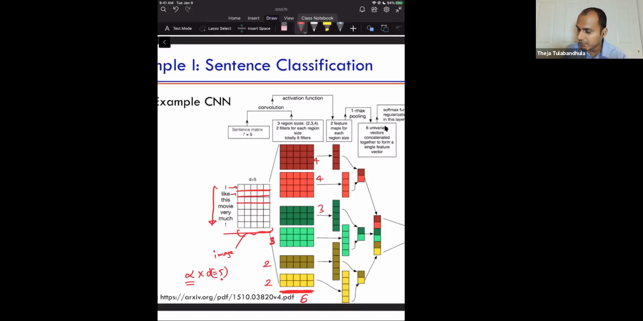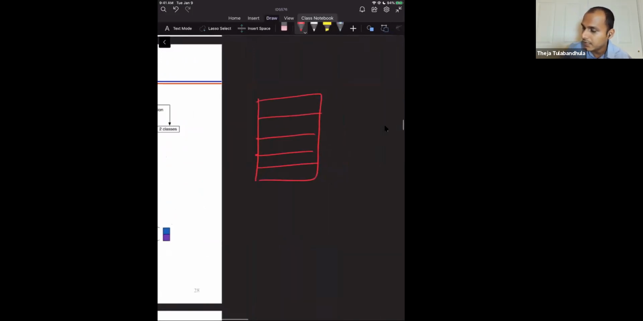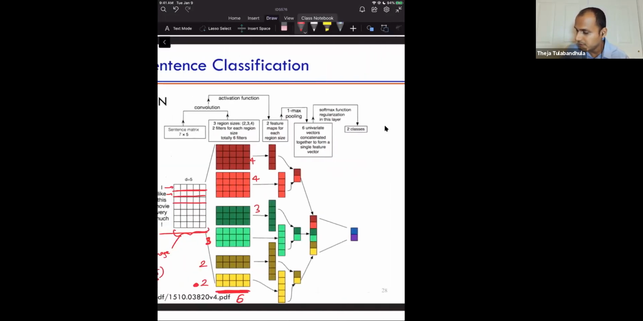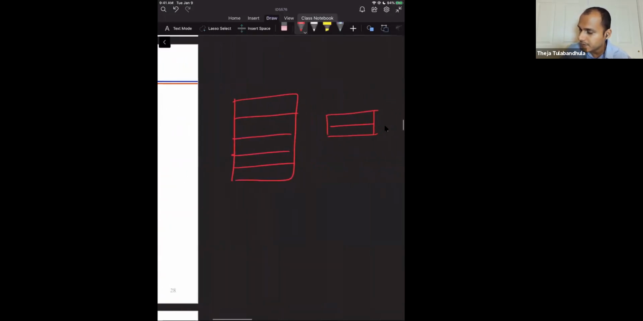In fact, let's pick the last one, the yellow one I'm showing here, and let's see how the filter slides. So this is my input, and I have a filter which has 2 rows. The input is, I don't know, is it 7? Yeah, it's 7 cross some d dimensions, and this is 2 cross some d dimensions. So d is fixed, so let's ignore it.